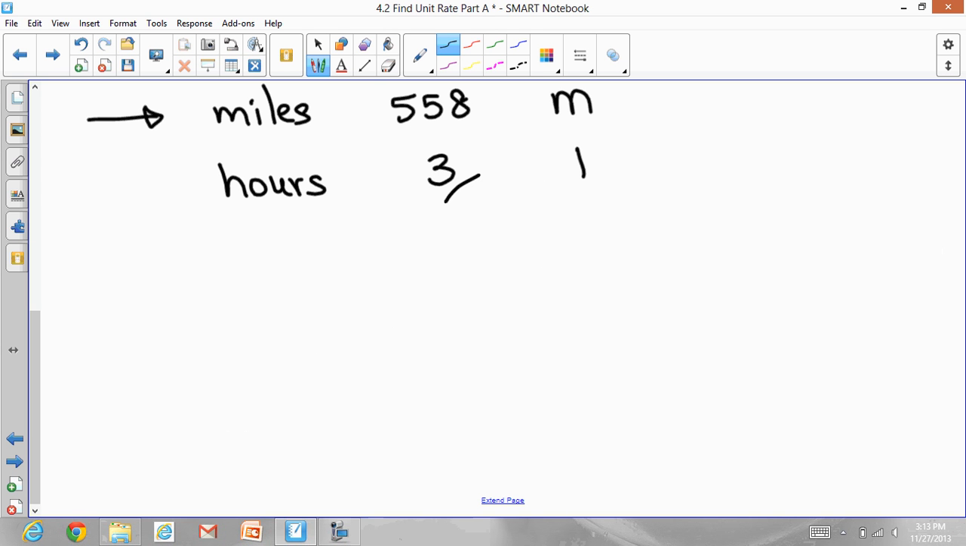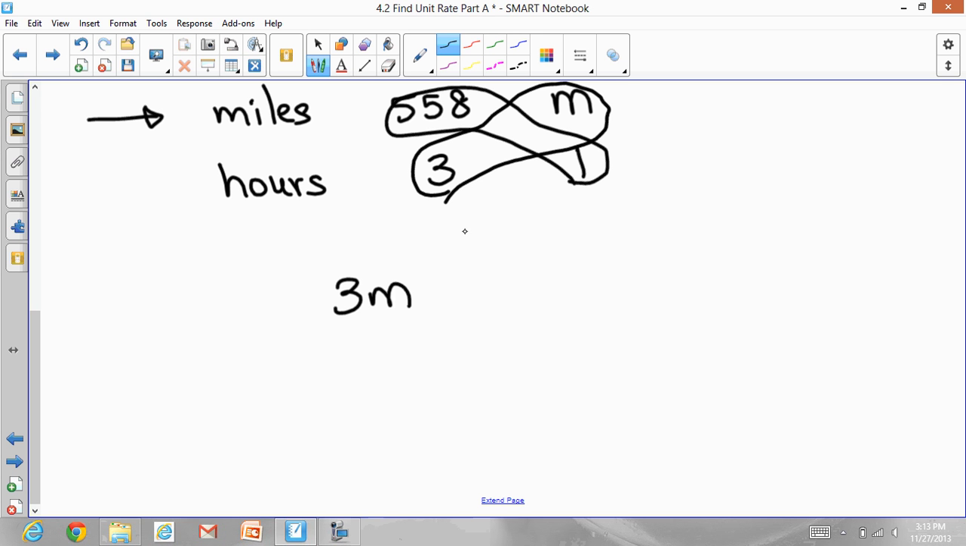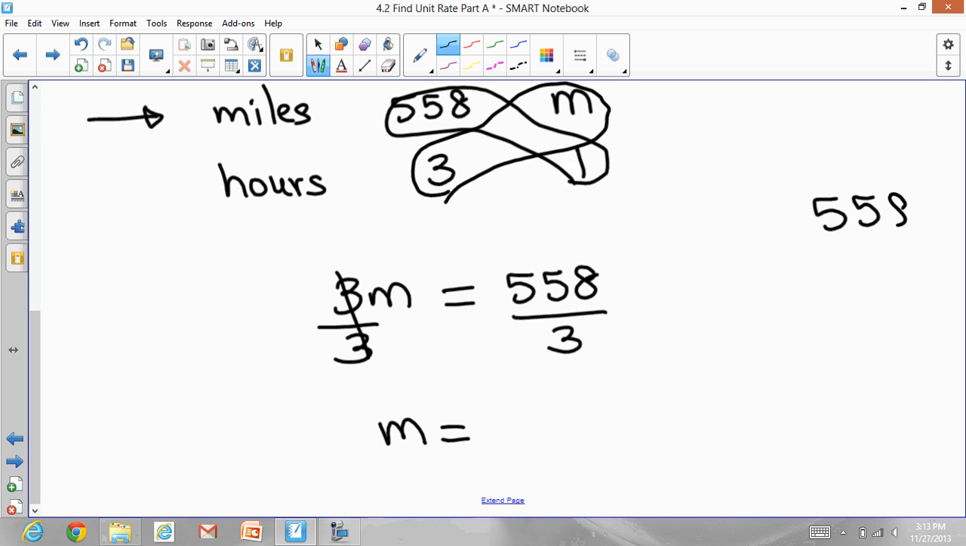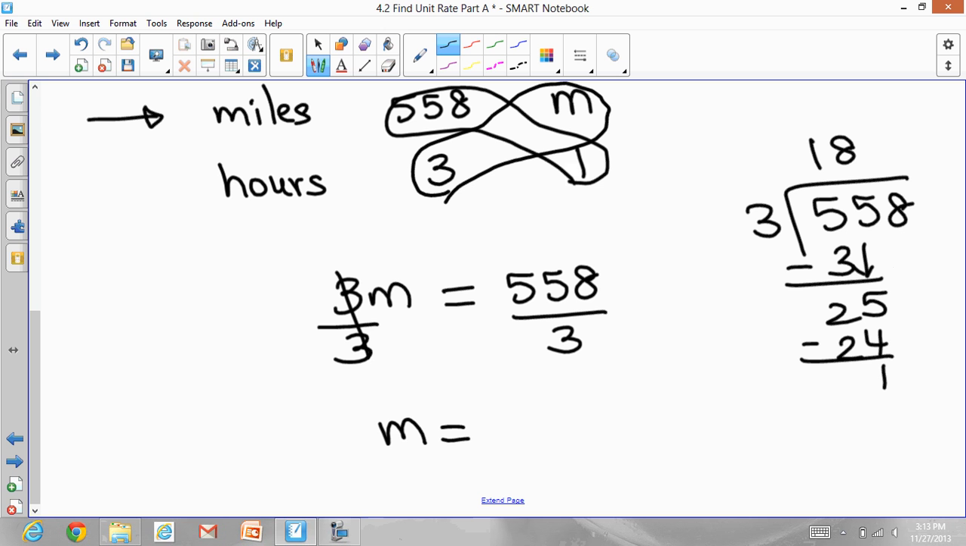So once again, I'm going to cross over and multiply, which is a standard one. 3 times m gives me 3m, and 1 times 558 gives me 558. Make sure that you have the equal sign. Divide by 3, divide by 3, cancel, m is equal to 558 divided by 3. 3 goes into 5 once, 1 times 3 is 3, 2, bring down the 5, 3 goes into 25, 8 times, 3 times 8 is 24, 1, bring down the 8, 3 goes into 18, 6 times. So your division is done, which is going to be 186.